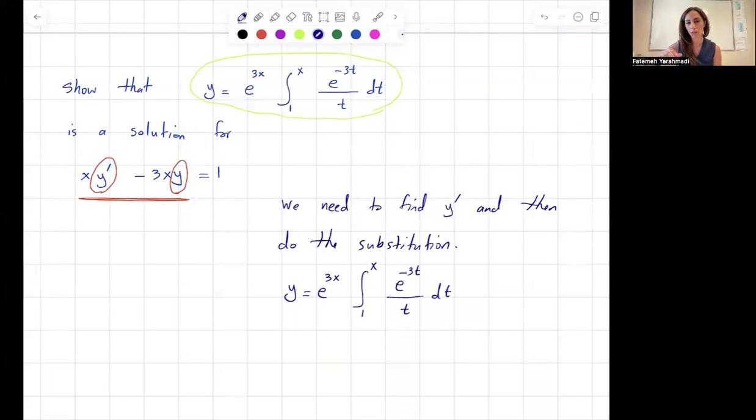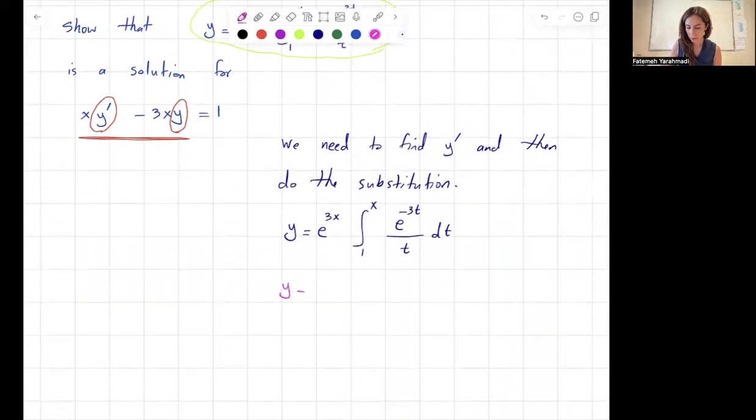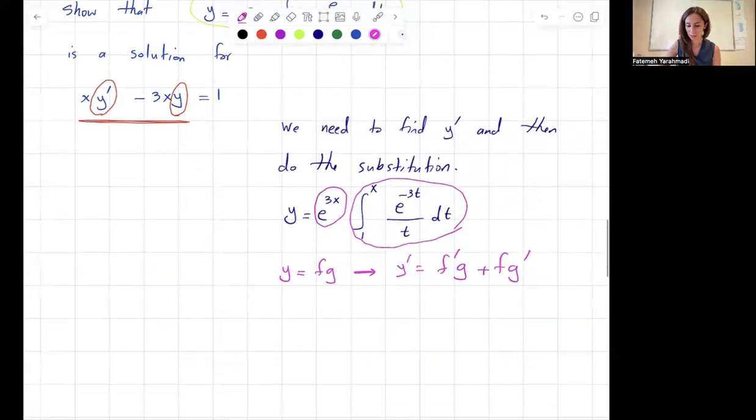So as you can see, it's a multiplication of two things. It means that to find a derivative, we have to apply the product rule. If y is equal to f times g, when you're taking the derivative of y, it is f prime g plus f g prime. You're doing the same thing here. The derivative of e to the power 3x times the integral, plus e to the 3x times the derivative of this integral. Let us begin, everybody.